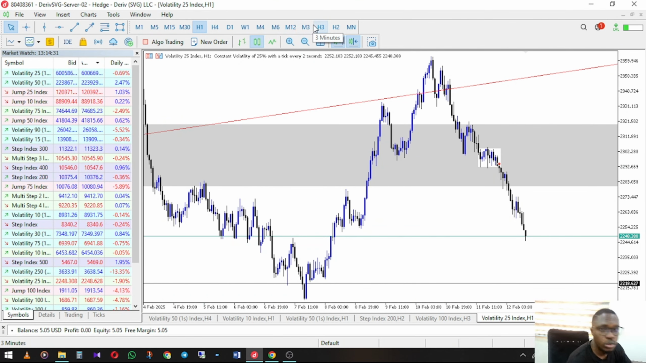Alright, let's dive into the chart. Let me show you how I caught this particular trade yesterday, where I was able to take a small account, a $5 account, and take it to $15.